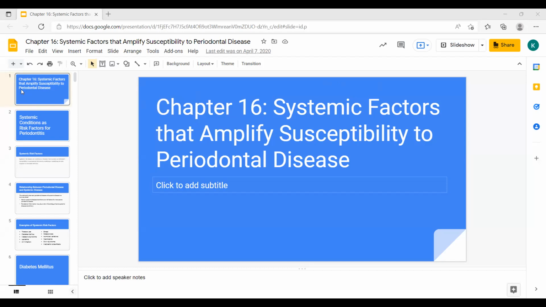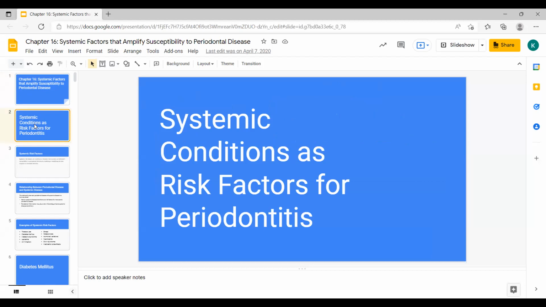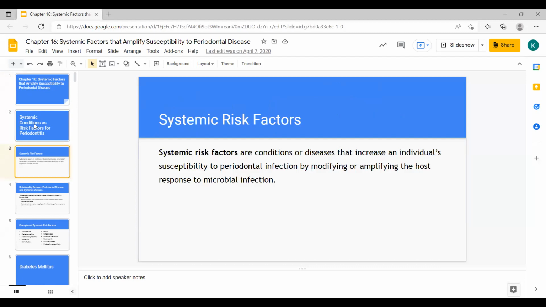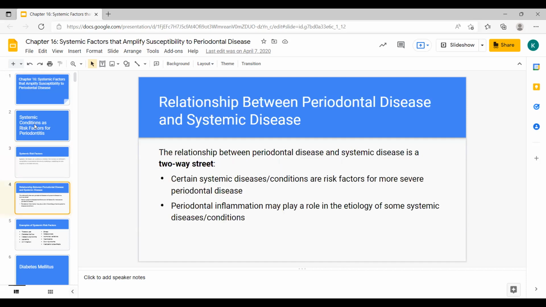Okay, so chapter 16 is going to be systemic factors that amplify susceptibility to periodontal disease. Okay, and we've already kind of talked about these a few times, just very briefly, and now we're going to get into why. So systemic conditions as a risk factor for periodontitis. Systemic risk factors are conditions or diseases that increase the individual's susceptibility to periodontal infection by modifying or amplifying the host response to microbial infection.